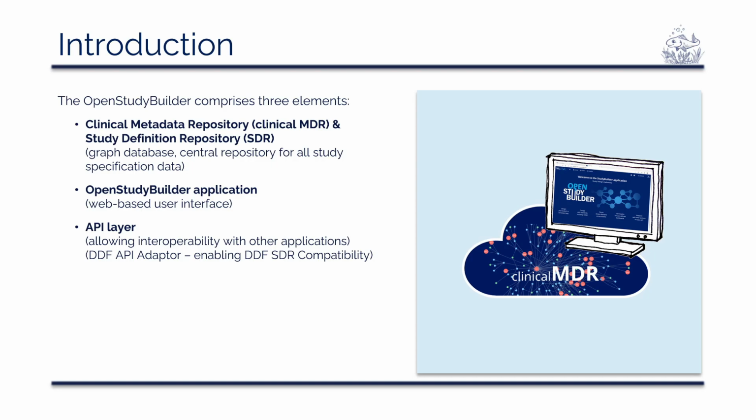And there is an API layer. This allows interoperability with any other applications. For example, if you have a DDF project compatible solution, there is a DDF API adapter. But every other automation will go through the API layer. Everything you do in the web application interactively, you can also automate through the API.